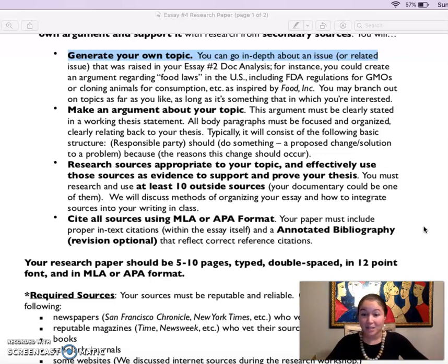And from what I've seen thus far, everyone looks like they're using a topic that would work well for this assignment. You're going to make an argument about your topic, and that has to be clearly stated as your working thesis statement. So we're going to work on that this week. Your body paragraphs must be focused, organized, and clearly relating back to your thesis. And this is so important, the way that you weave these body paragraphs together. That's something that we'll be working on in the coming weeks.